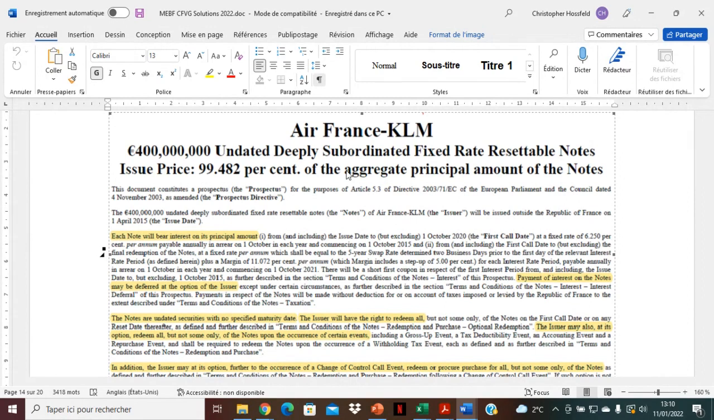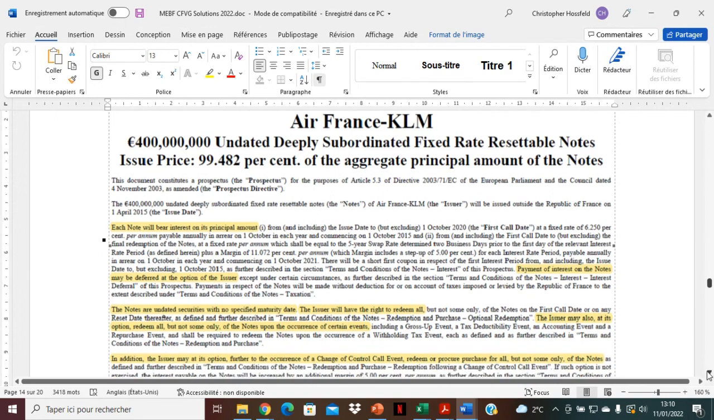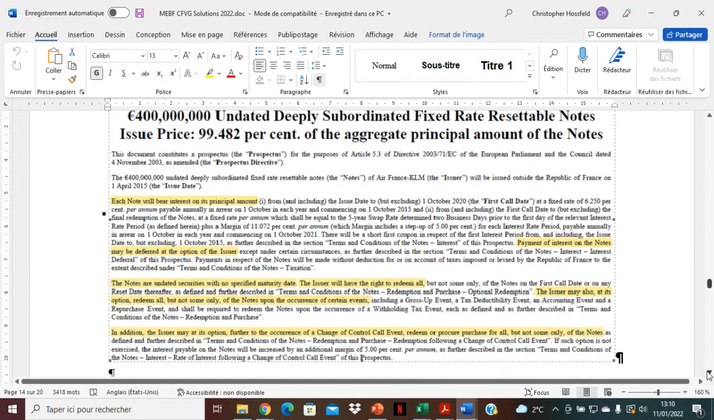Rank in a lower priority. Yes, that's correct. And that means here you are subordinated to all debt, basically. So all the debt holders will be reimbursed first, then the subordinated debt holders, and then the shareholders. And here it's deeply subordinated, so that means it's even subordinated to potential other subordinated debt.